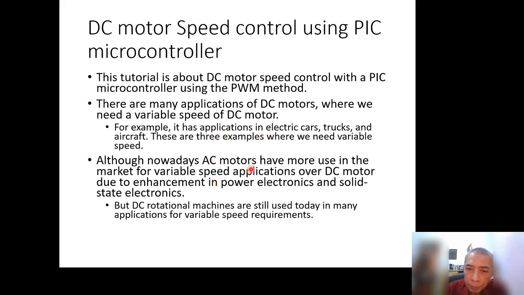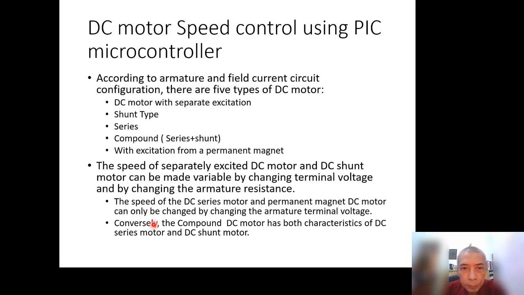Although nowadays AC motors have more use in the market for variable speed application over DC motor due to enhancements in power electronics and solid state electronics, DC rotational machines are still used today in many applications for variable speed requirements. According to the armature and field current circuit configuration, there are 5 types of DC motors: DC motor with separate excitation, shunt type, series, compound, and also with excitation from permanent magnet.